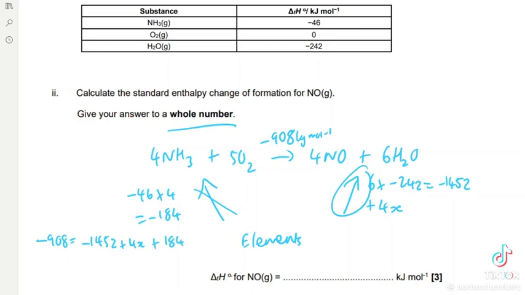So minus 1452 plus 184 is minus 1268. So then we can add 1268 to each side of the equation, which is 360. So 360 is equal to 4x. That means that if we divide 360 by 4, we get 90. So the value of x, or the value of the enthalpy change of formation of NO, is going to be 90 kilojoules per mole.